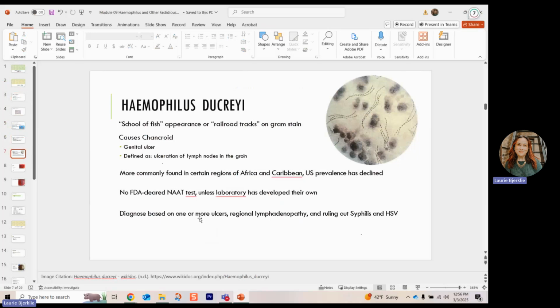And so we'll get into the lab testing part for Haemophilus here. And of course, you want to rule out any other STDs that might cause genital ulcers, like syphilis, which always starts out with a genital lesion. Herpes, of course, is genital lesions. HSV is herpes simplex virus. Those have genital lesions. So you have to rule out some of the others and then work this up through culture to identify it as chancroid caused by Haemophilus ducreyi.